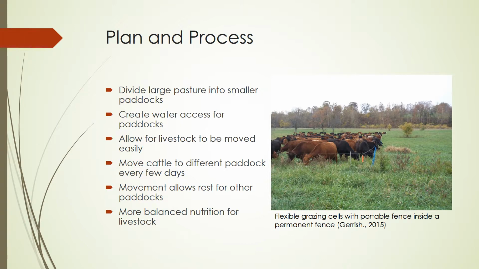In each paddock, cattle must be given access to water. If no water is present, water either needs to be hauled or a water source needs to be created. The cross-fencing system used within the larger pasture should allow for livestock to be easily moved. Move cattle every few days between the paddocks. This will allow rest for the other paddocks in the pasture and give them time to regrow as the others are being grazed. This rotation also creates more balanced nutrition for the livestock.